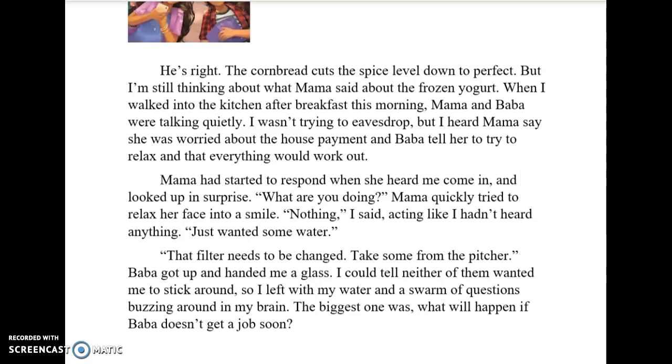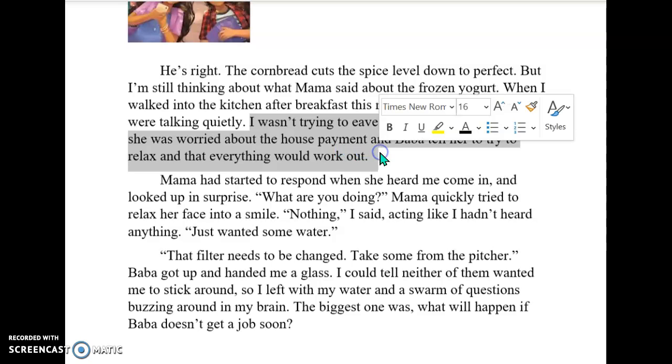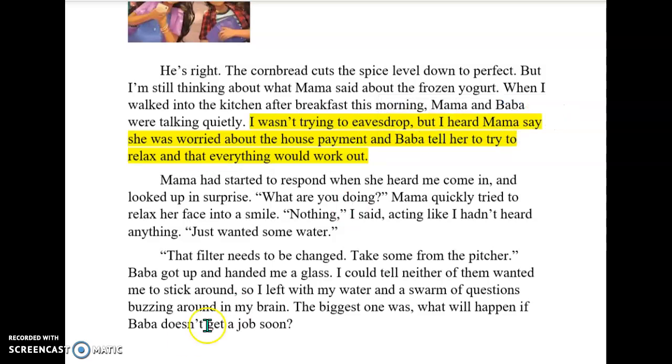So at this point, it is very obvious to the main character, Jamila, that her family is going through some financial hardships and that they're struggling. And so there is this tone where right here she says, I wasn't trying to eavesdrop, but I heard Mama say she was worried about the house payment and Baba tell her to try to relax and that everything would work out.